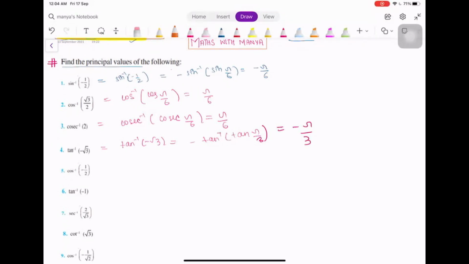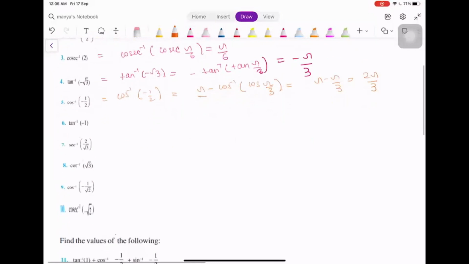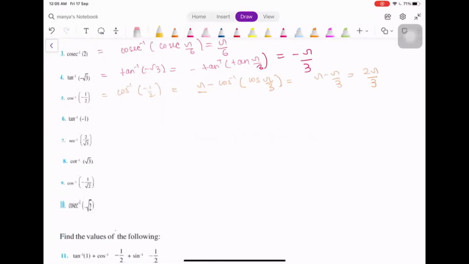Let's move to cos inverse. Cos inverse minus half is equal to pi minus cos inverse cos pi by 3. So it would be pi minus pi by 3, which is equal to 2 pi by 3. In the case of cos, it becomes pi minus cos inverse if there is a minus sign inside. Hope it's clear to you.